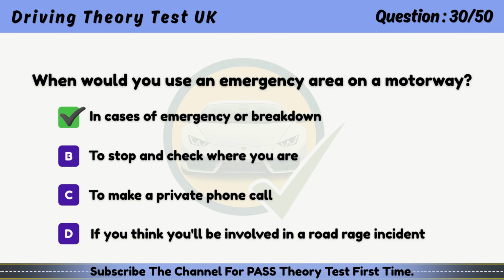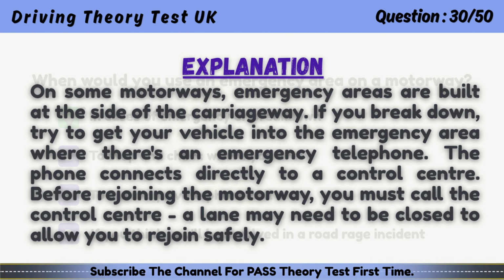Answer is A. In cases of emergency or breakdown. On some motorways, emergency areas are built at the side of the carriageway. If you break down, try to get your vehicle into the emergency area where there's an emergency telephone. The phone connects directly to a control center. Before rejoining the motorway, you must call the control center. A lane may need to be closed to allow you to rejoin safely.